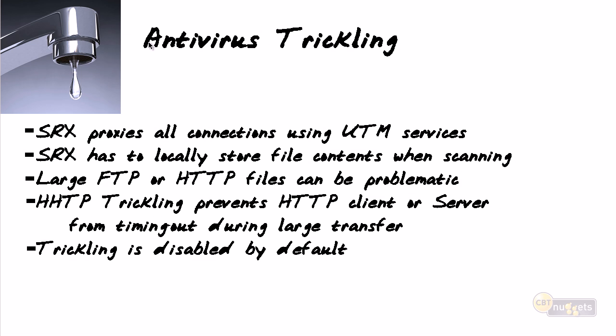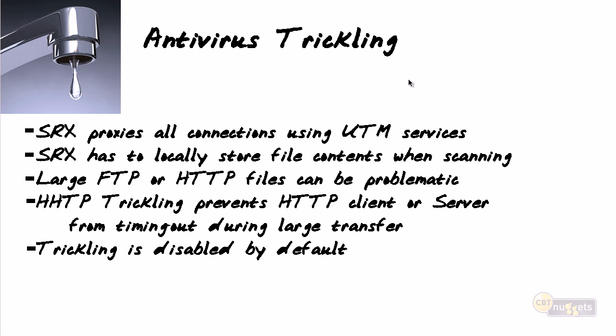So we do what's called antivirus trickling. What we're really doing is we're trickling, or leaking, some of the file content back to the client. So with HTTP trickling, for example, we're going to forward certain amounts of unscanned traffic back to the requesting client. That'll prevent the browser from timing out, or if it's the case of FTP, it'll prevent FileZilla from timing out. Now, HTTP is a time-based mechanism, and there's really only one parameter, that's the timeout interval.